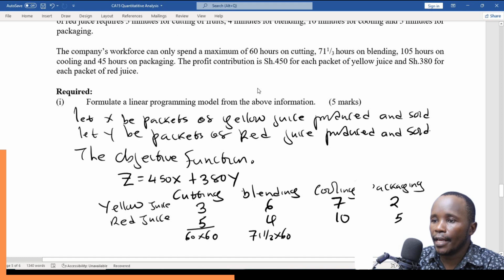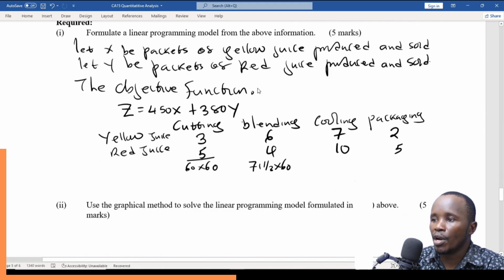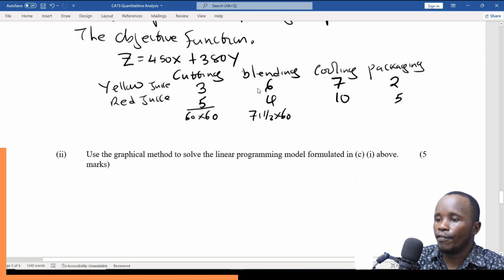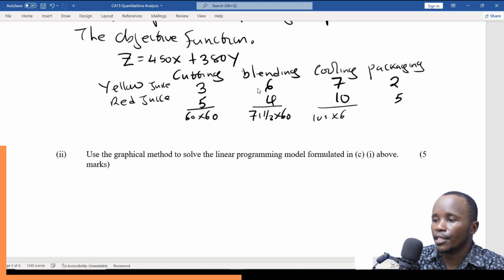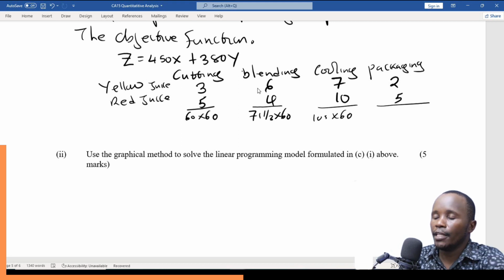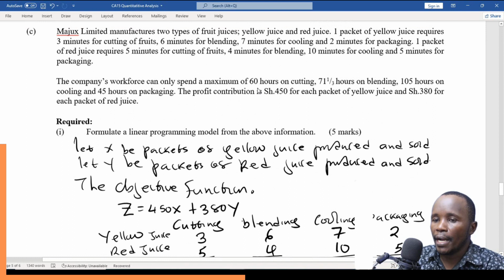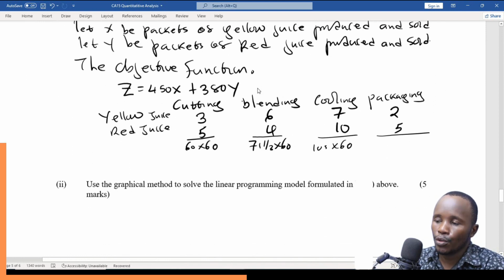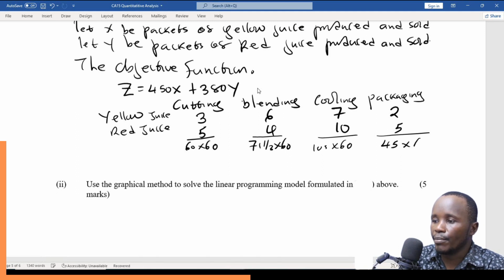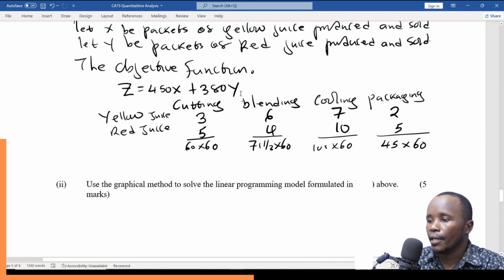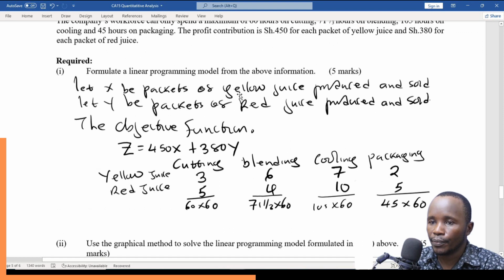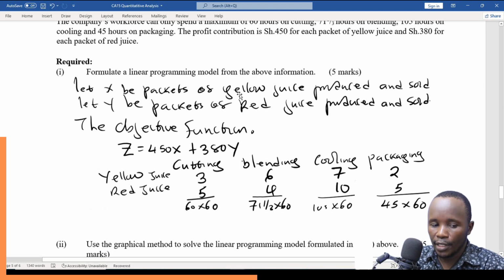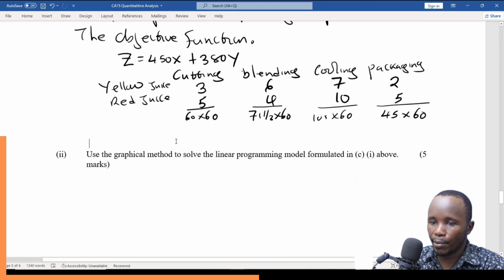Similarly, the next one, cooling, is 105 hours. This is the total time for cooling, 105 times 60, to change it to minutes. And finally, packaging, you have been told, is 45 hours. So this is 45 hours times 60, in minutes. Now, having said this, it's easier for us to formulate the linear programming model.